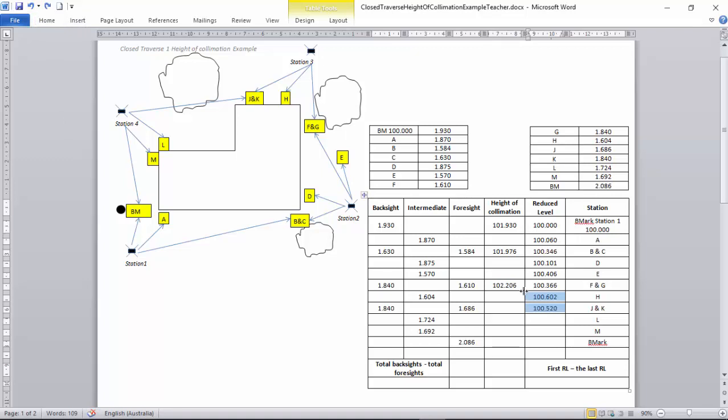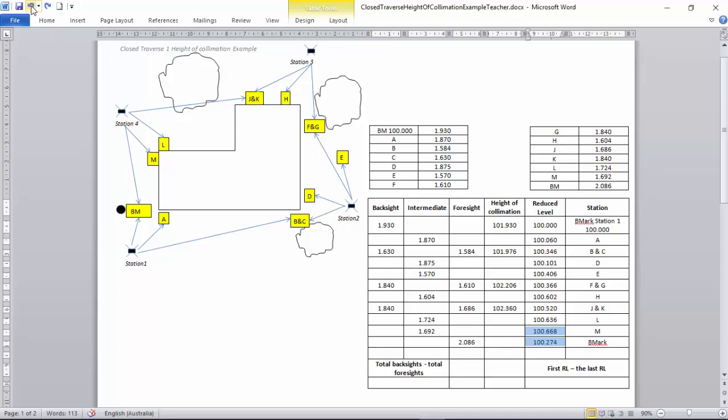Then we just continue down. We've got 102.206 minus 1.604, and that's our answer. Then 102.206 minus 1686, that's our answer. And then with our last reading there, we then add on our 1840 to give us our new height of collimation, which is 102.360, and then we just complete those numbers to the bottom of our booking sheet.